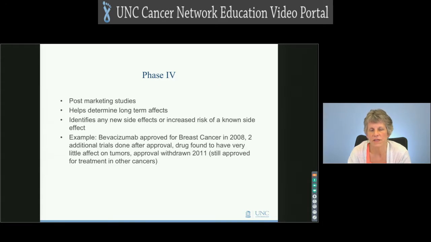And then, as I mentioned, phase 4 is post-marketing. Usually they're looking at long-term effects of a drug after it's been approved. I've listed here an example of a time when a phase 4 trial really did come into play in the decision to withdraw bevacizumab for breast cancer. It was initially approved, and then some studies came out to show that it was not effective, and so it was withdrawn as an FDA-approved drug for breast cancer. Still, it's out there for others, but not for breast cancer anymore.